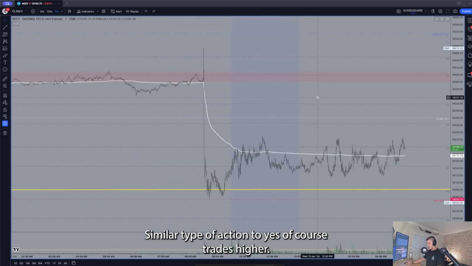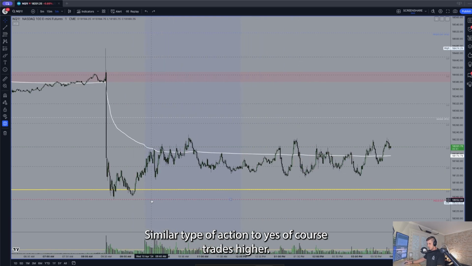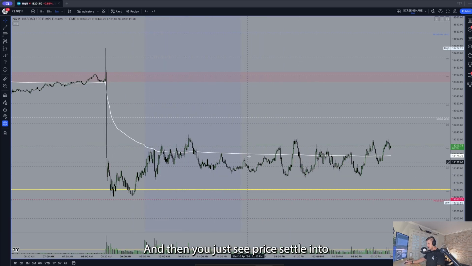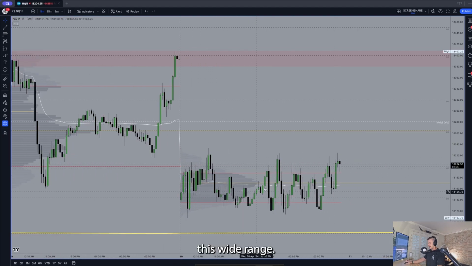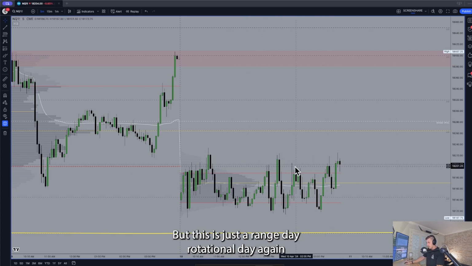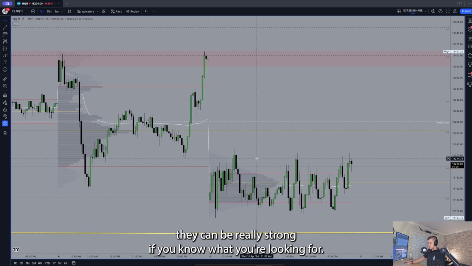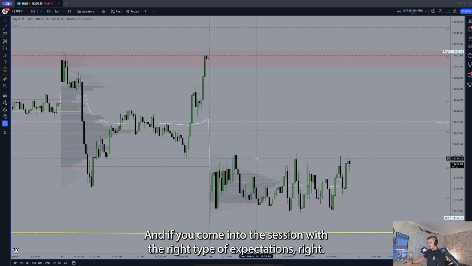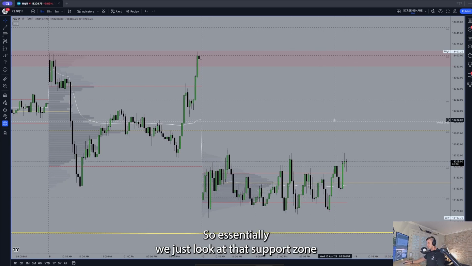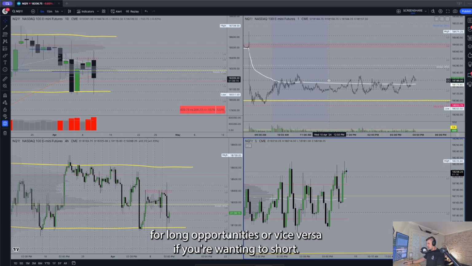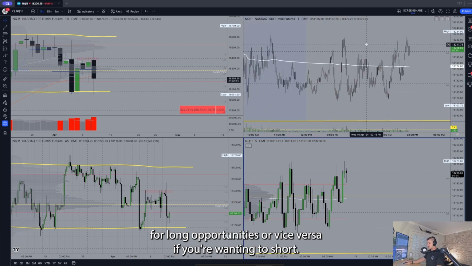Okay, similar type of action to ES, of course. Trades higher, and then you just see price settle into this wide range. I'm going to be breaking this down in the trading mentorship group session later today, but this is just a range day, rotational day. Again, they can be really strong if you know what you're looking for and if you come into the session with the right type of expectations, right? So essentially we just look at that support zone for long opportunities or vice versa if you're wanting to short.